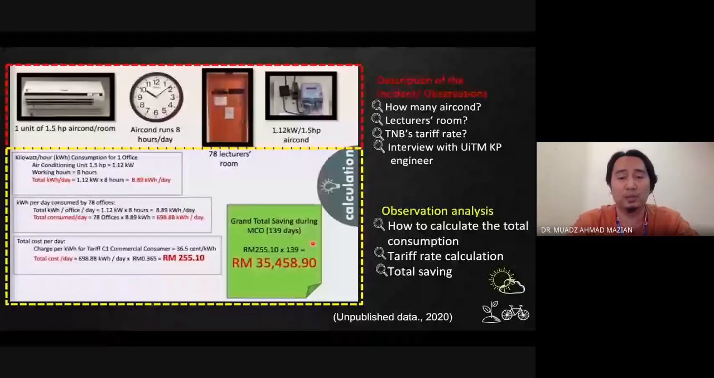Okay, about 30 times 4, 120. Yeah, 4 months plus. Okay, so this is how I did my observations and observation analysis. Okay.